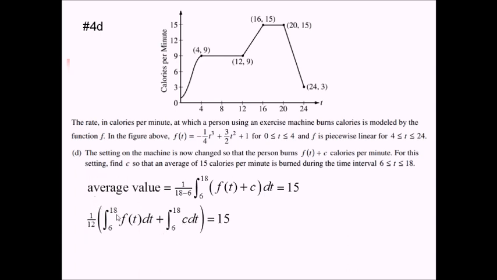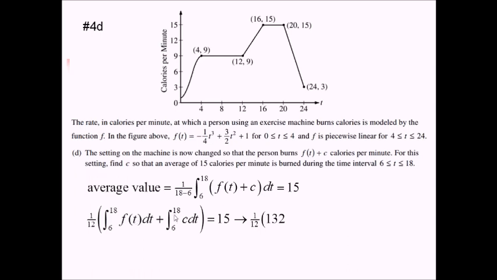Integral from 6 to 18 of f of t dt. We already know what that is. We calculated that in part C, and maybe like me, you actually simplified it in part C. If not, this would be a good time to simplify it. So we already know what this is, and this next thing here, this is just a constant that we're integrating from 6 to 18, so that's not going to be too bad. Let's do this first integral first. Remember, this was 132 calories. So we have 1/12 times 132 calories. Again, this was from part C.